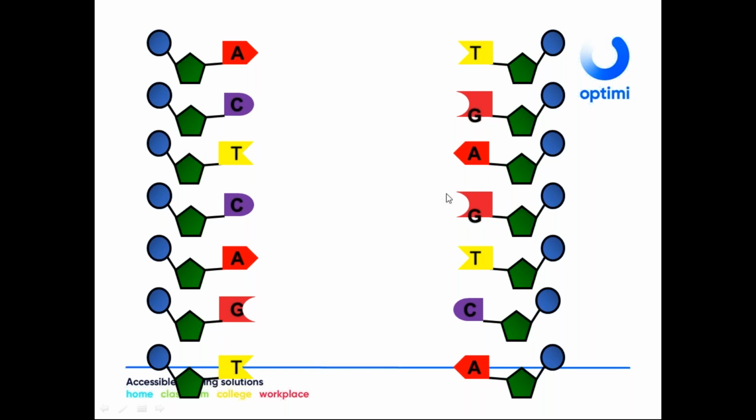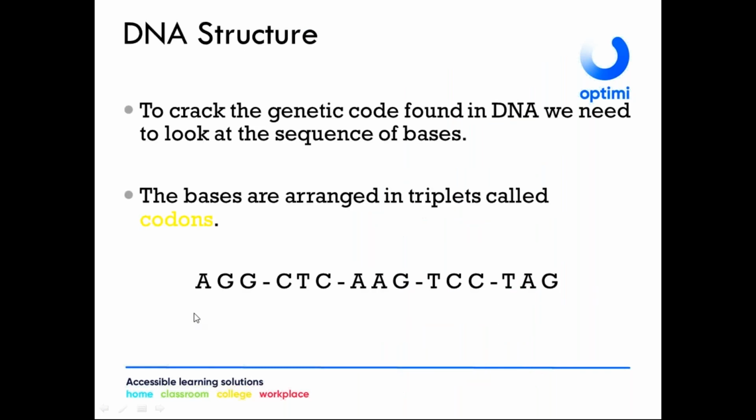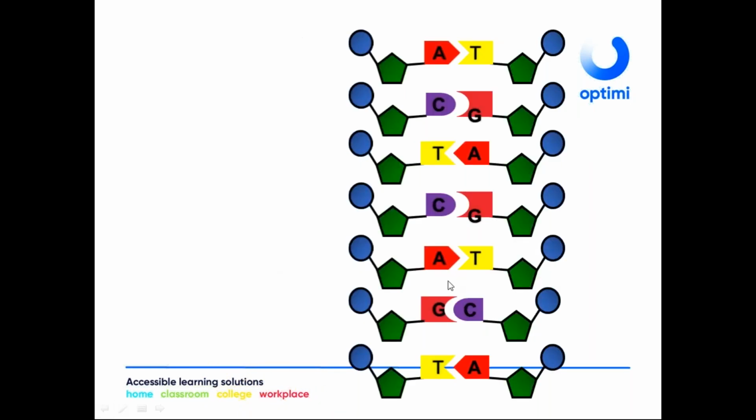So this will be bonded together by weak hydrogen bonds. Okay, and we have our double strand of DNA.